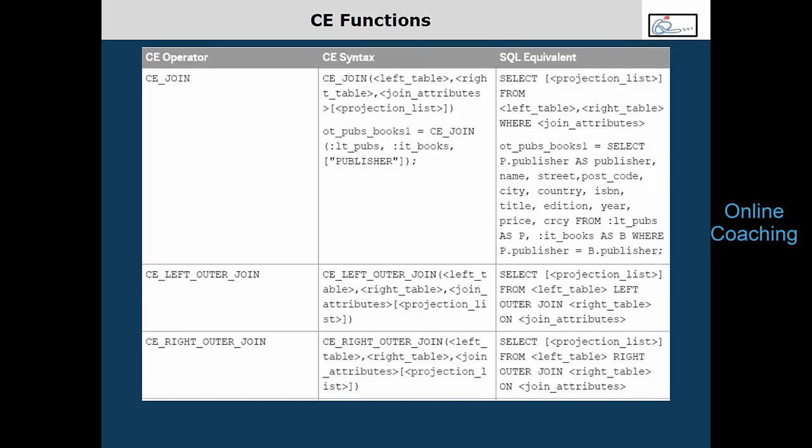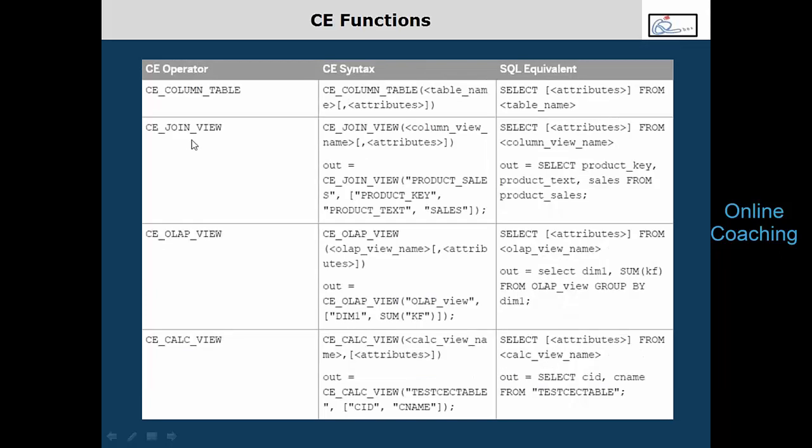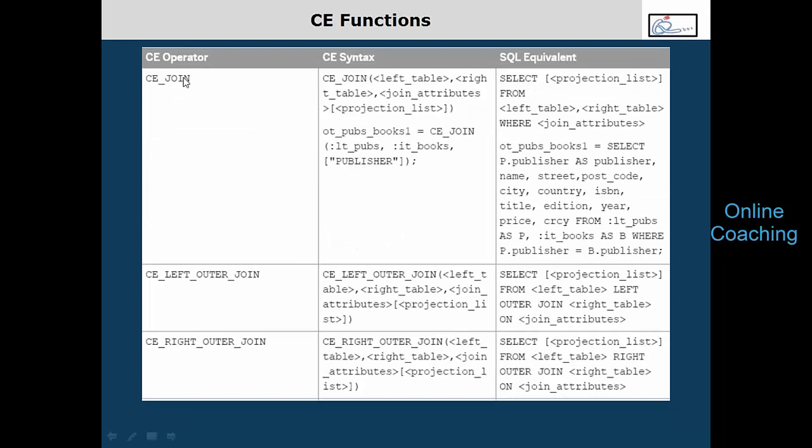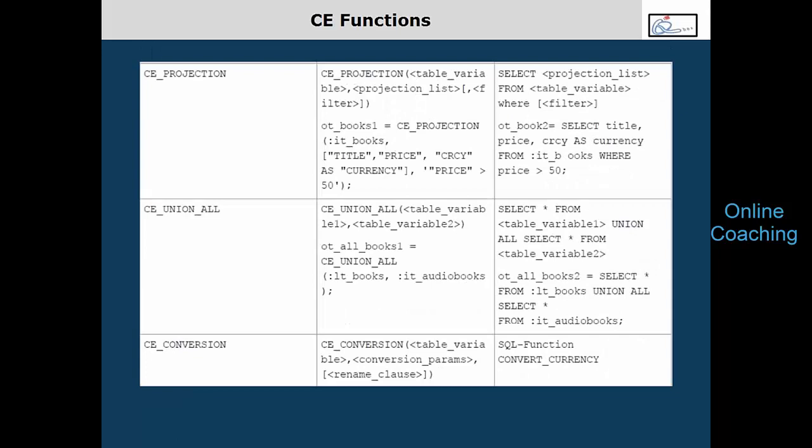Okay. And do not get confused between c_join and c_join_view. c_join_view is used to read data from the column view which was generated from the activation of an attribute view. And c_join will be used when you want to perform an inner join. Good. Next, we have another operator called c_projection.